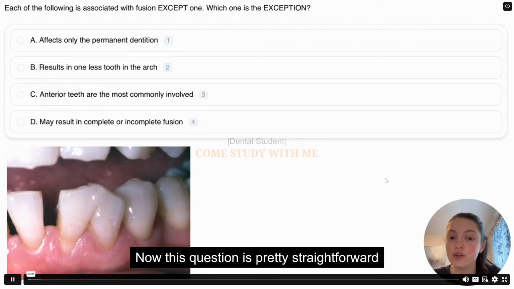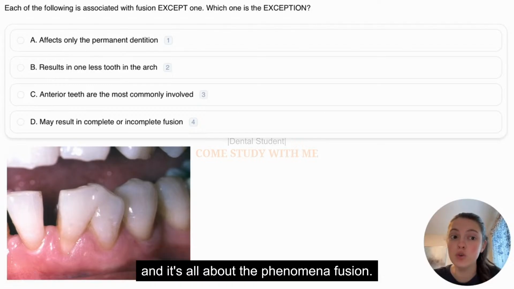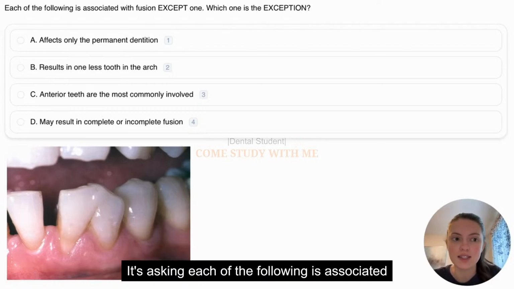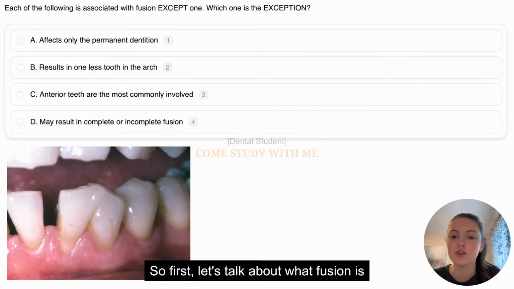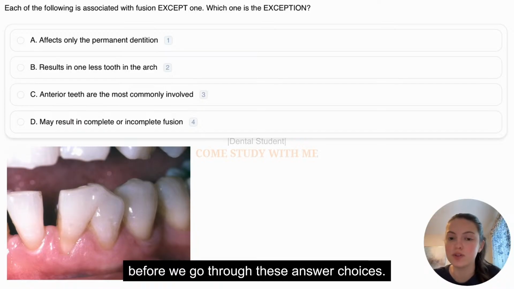Now this question is pretty straightforward and it's all about the phenomenon of fusion. So let's go ahead and talk about it. It's asking: each of the following is associated with fusion except one. Which one is the exception? So first, let's talk about what fusion is before we go through these answer choices.